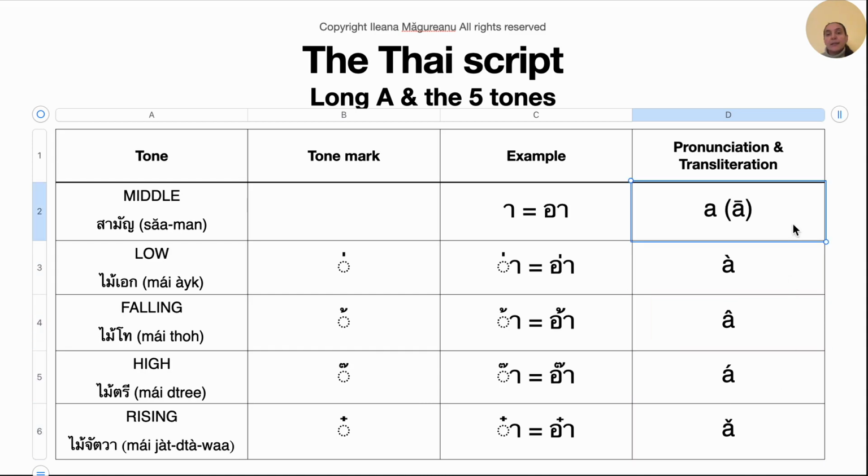Now, let's hear them again. The first one, that's middle. Low, sighing, falling, high, and finally, rising.